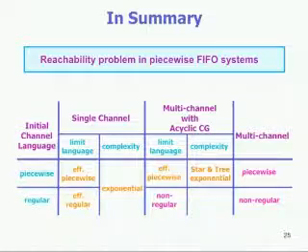In summary, for FIFO system analysis, we focused on the reachability problem in FIFO systems. We looked at 3 classes: single channel, multi-channel with acyclic communication graph, and general multi-channel. In single channel, we showed that the limit language is piecewise if we start from a piecewise initial language. If we start from regular, the limit language is regular. We have algorithms to compute the limit language, and the complexity of that algorithm is exponential in the size of the initial channel content, and not the size of the state machine.